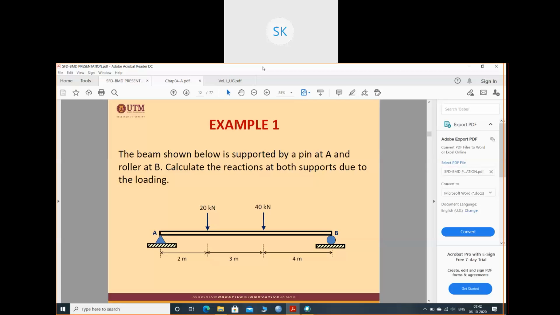This is same like method of joints and method of sections you did. First, draw the free body diagram. Then find out your support reaction.